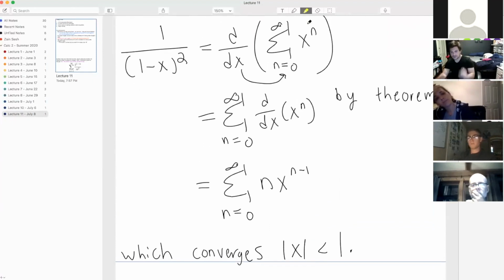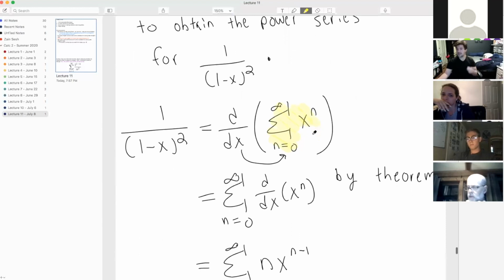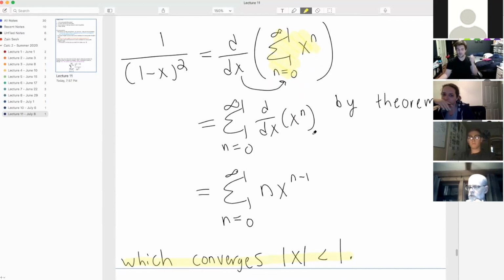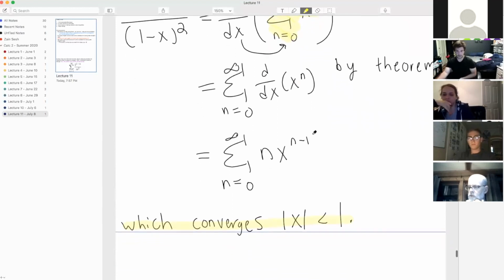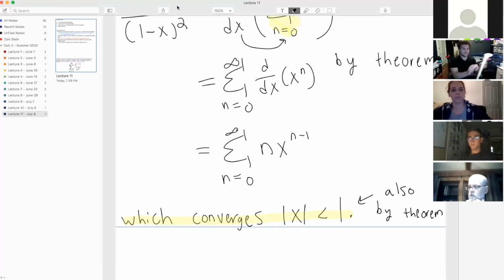All right, so let me just repeat myself. This converges when absolute value of x is less than 1 because the thing that we're taking the derivative of converges when absolute value of x is less than 1. That's what the theorem told us, that the original thing and the derivative both had the same radius of convergence. So this is also by the theorem. This fact right here, that's also by the theorem. So just let me know if you have any questions.